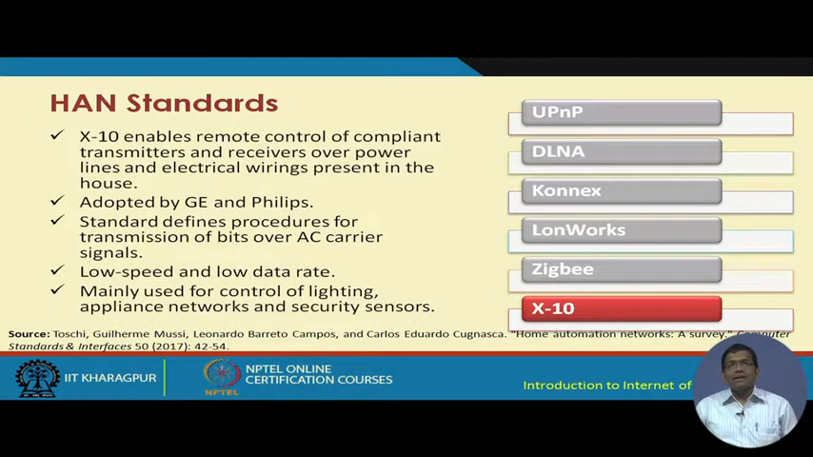X10 is another standard that enables remote control of compliant transmitters and receivers over power lines and electrical wirings that are already present at home. It was adopted by GE and Philips, and this standard defines the procedures for transmission of bits over AC carrier signals. It has low speed and low data rate and is mainly used for control of lighting, appliance networks and security sensors.